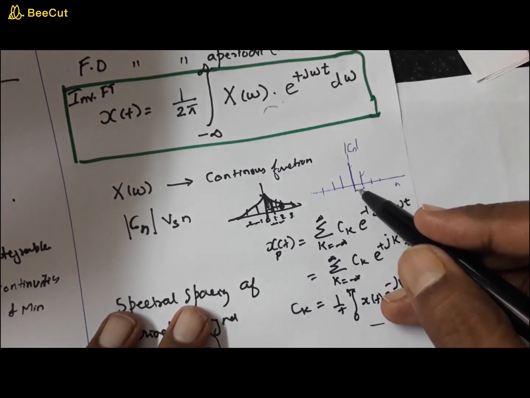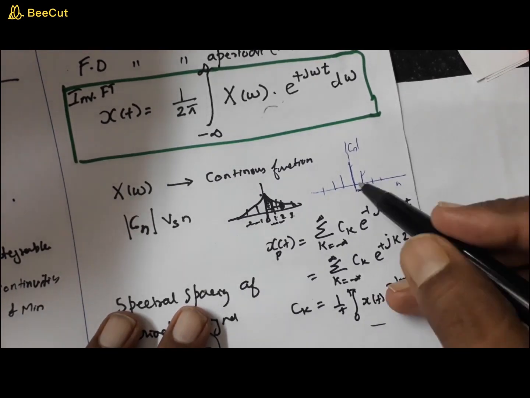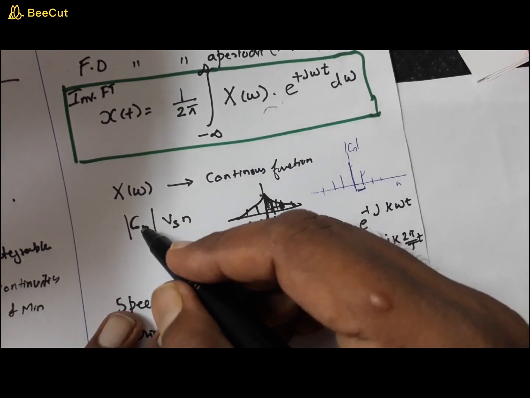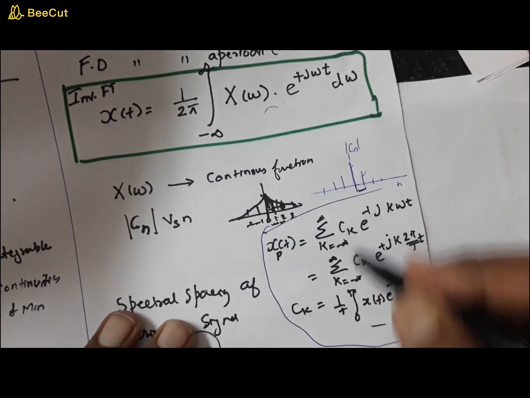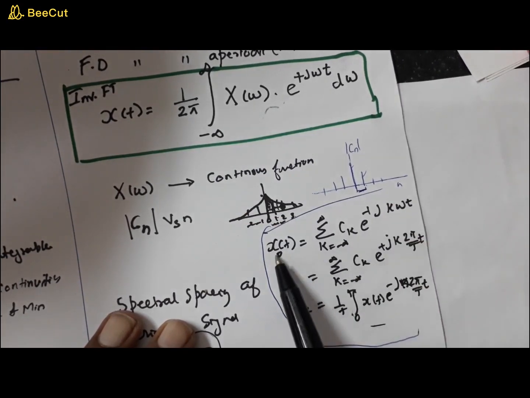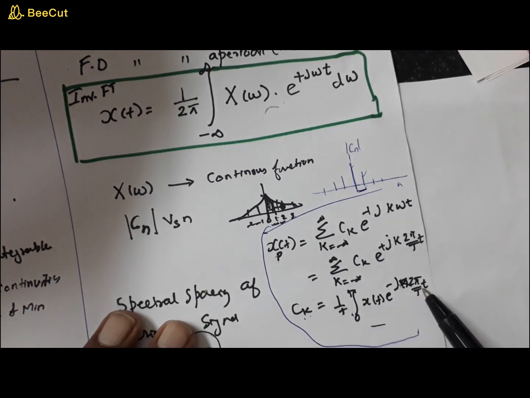Now, let me tell you about the spacing. How will you find out the spacing? You will find out the spacing from the expression of Cn or Ck, which is used in the Fourier series. Here x p of t refers to the periodic signal, and the corresponding exponential Fourier series coefficient is ck. It is given by 1 by T integral 0 to T x of t e raised to minus j k 2 pi by T t dt.